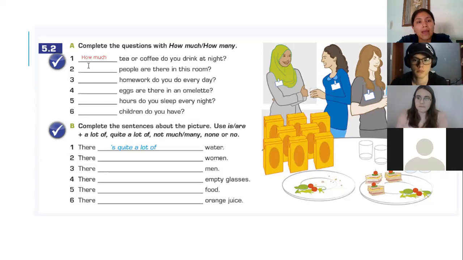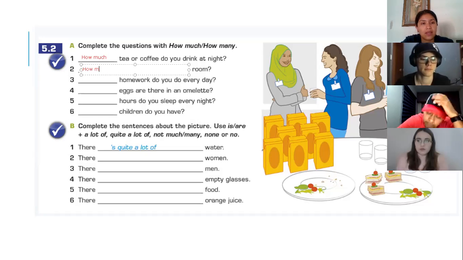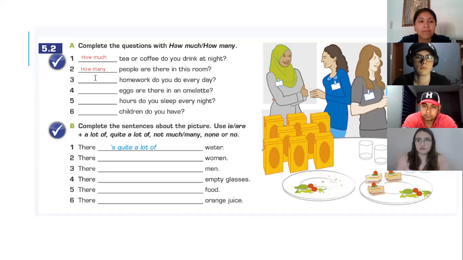Number 2, people are there in this room. How much or how many? How many, very good. Puede que a lo mejor haya demasiadas personas que no te pueda contar en ese momento, lo que hace, por así decirlo, la respuesta un poquito incontable, pero las personas se pueden contar. Entonces, como son contables, por eso uso how many, right? Okay, number 3. Homework do you do every day?